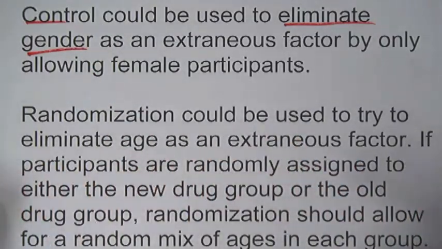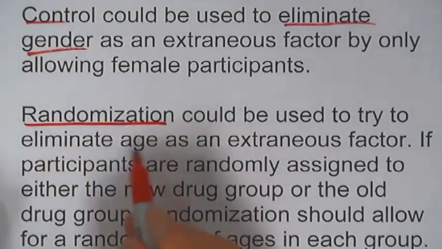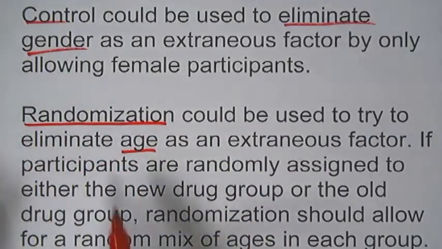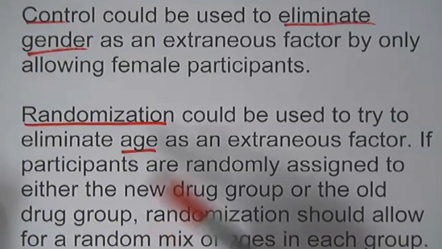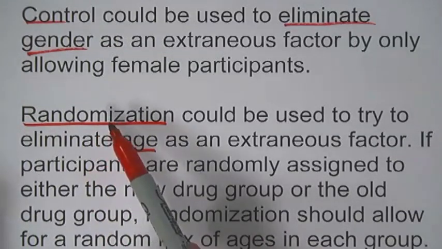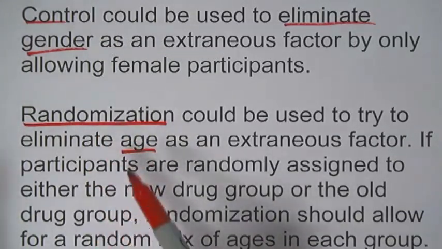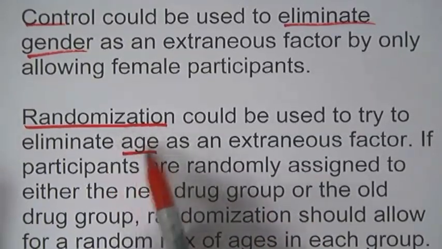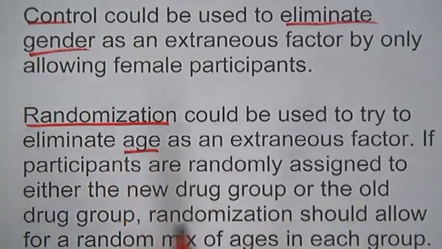Randomization could be used to try to eliminate age. If participants are randomly assigned to either the new drug group or the old drug group, randomization should allow for a random mix of ages in each group. So you won't have to worry about all old people being in the new drug group, and all young people being in the old drug group. If we sufficiently randomize, that should help us limit the confounding effects of age on the drug.